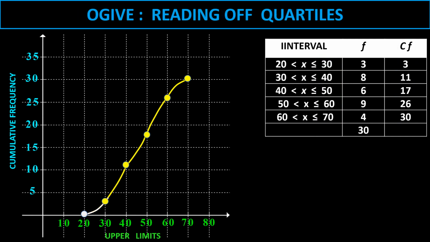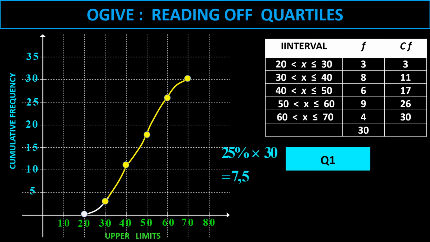Now we can also use our OGIVE to read off the quartiles. And what are the quartiles? That's correct. It's the median, which is the 50%, and then the lower quartile, which is 25%, and the upper quartile, which is 75%. So let's see how we do that. So first of all, the first quartile is 25%. 25% of what? 25% of my total frequencies. So that is 25% of 30. That is 7,5.